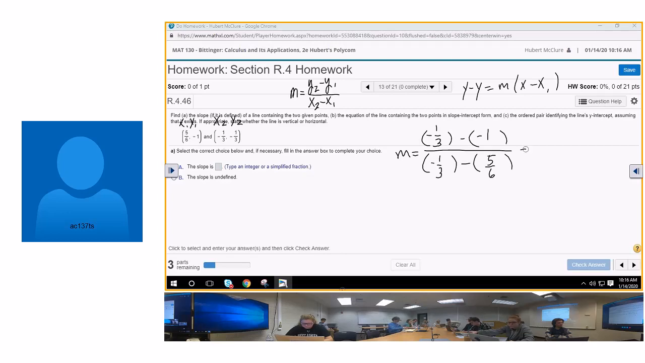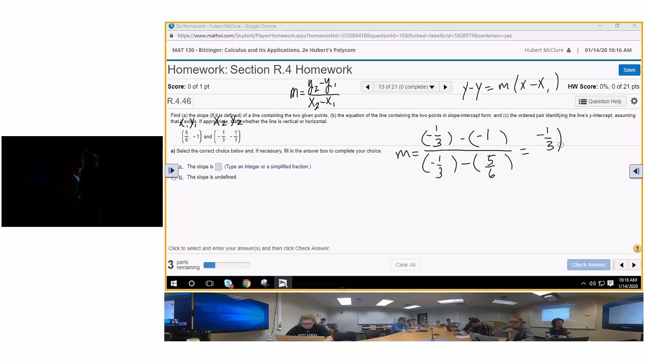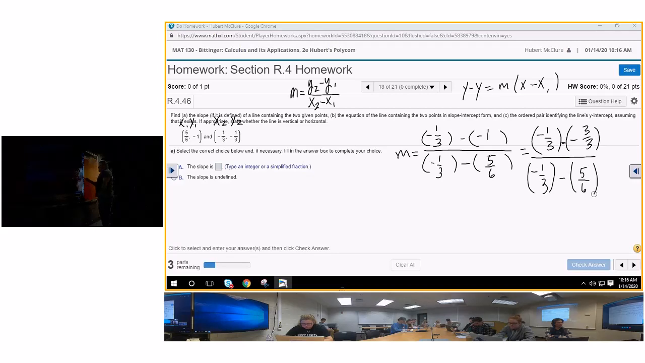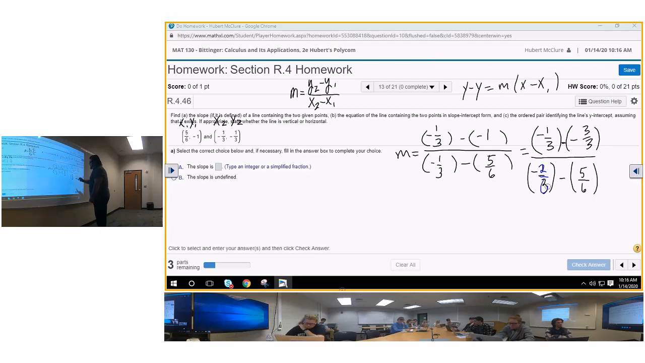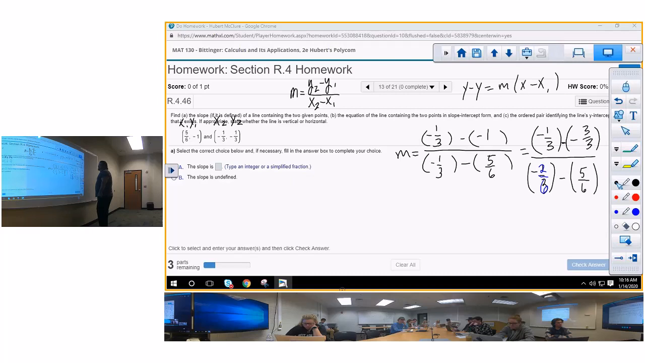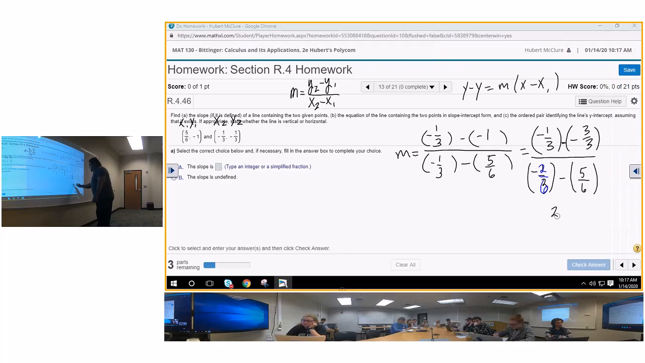So that's going to be negative 1/3 minus a negative 3/3 over negative 1/3 minus 5/6. Well, I got to change this into 2/6. So I'm going to change that into 2/6. And now I can subtract. So what is negative 1 plus 3? 2. 2/3. Negative 2 minus 5 is negative 7.